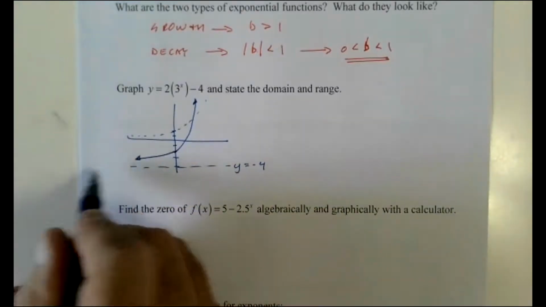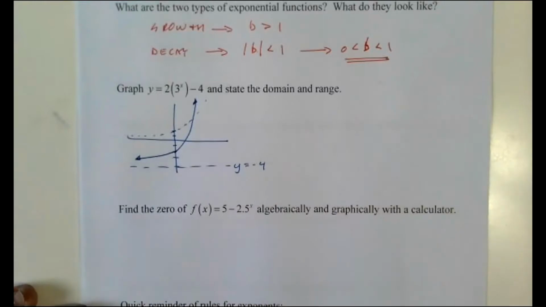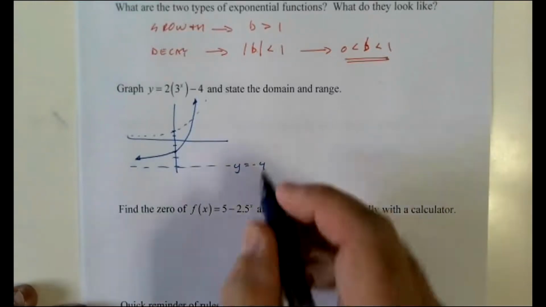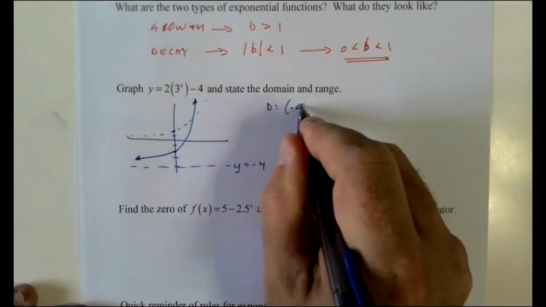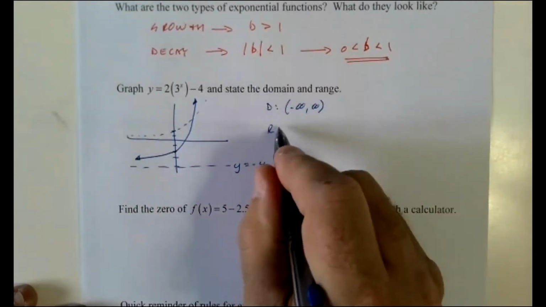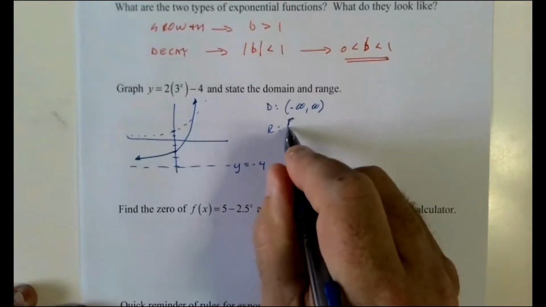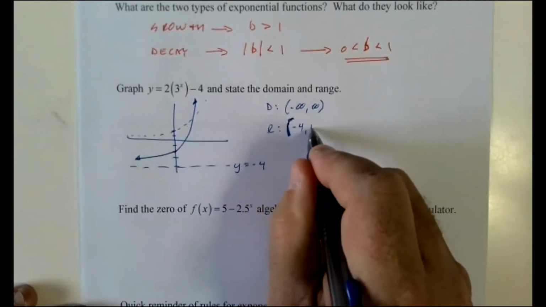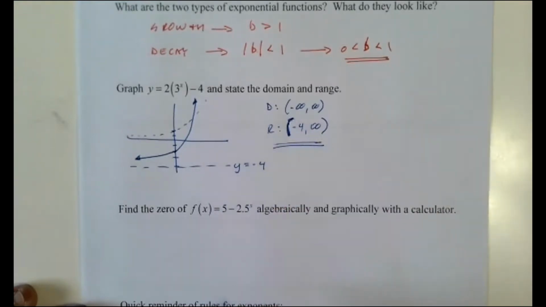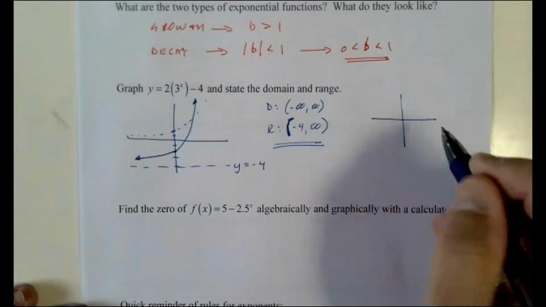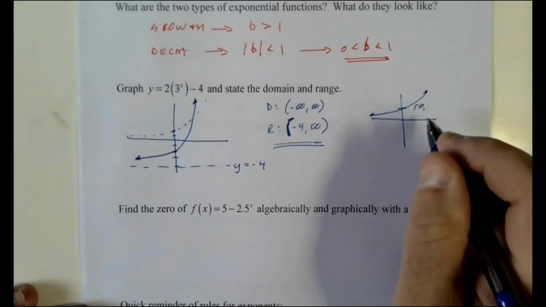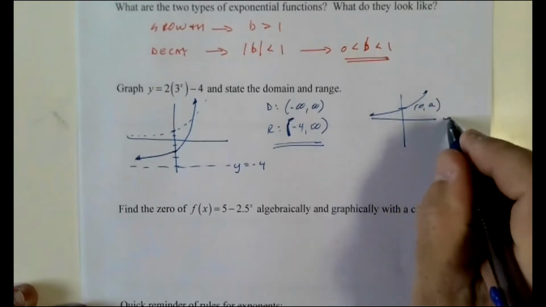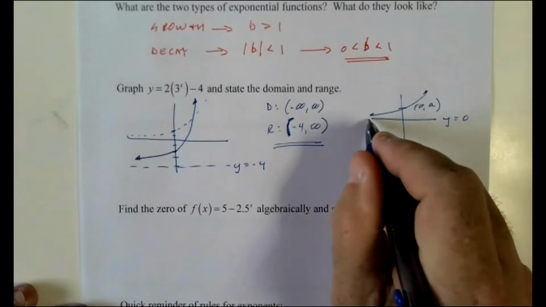Just the way it is, it just goes forever in that direction, but never catches up. You need to know this. You need to know this. If you don't, you've got problems on your hands. No question about it. Negative infinity to infinity for the domain, and then the range, negative 4 to infinity. Yeah, and like I said, a normal one, it's at 0 comma a and has an asymptote at y equals 0.